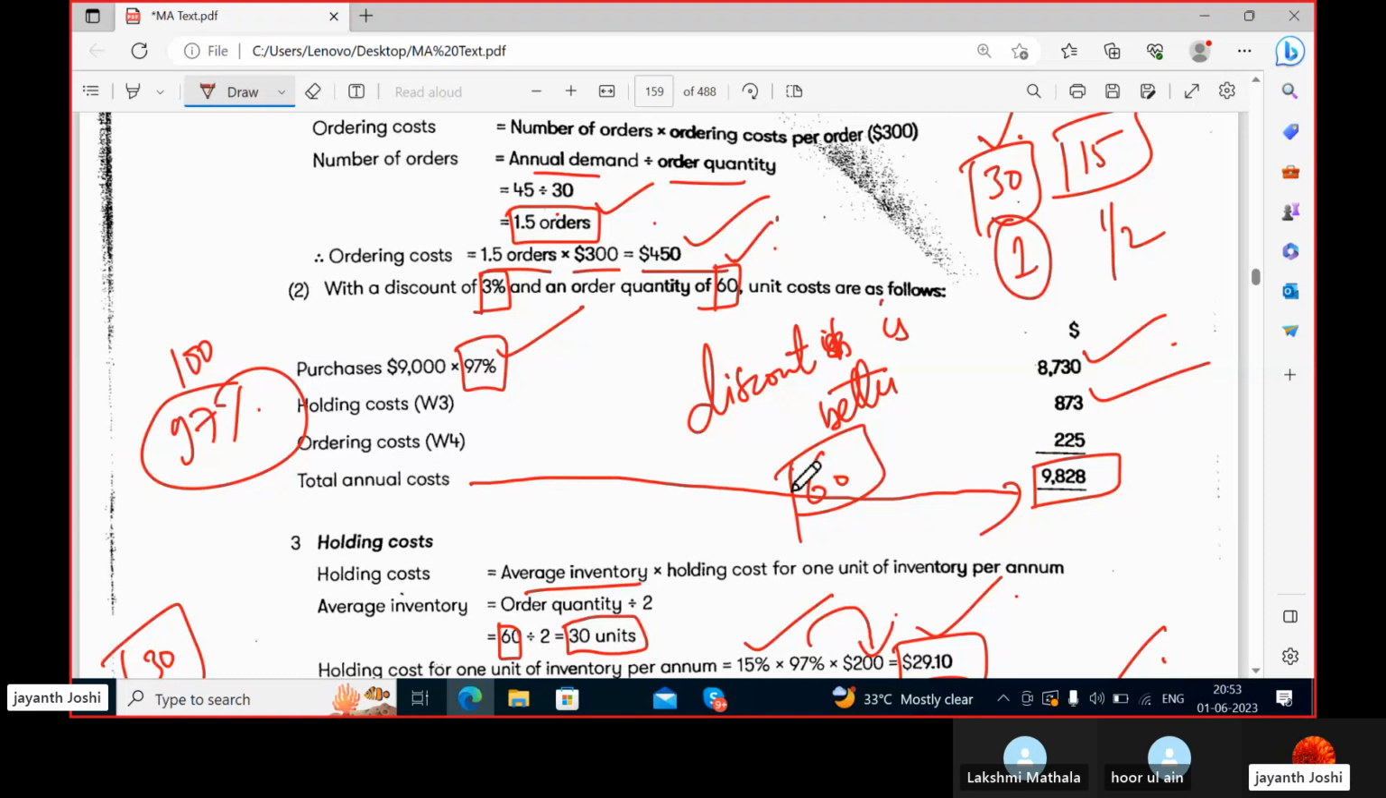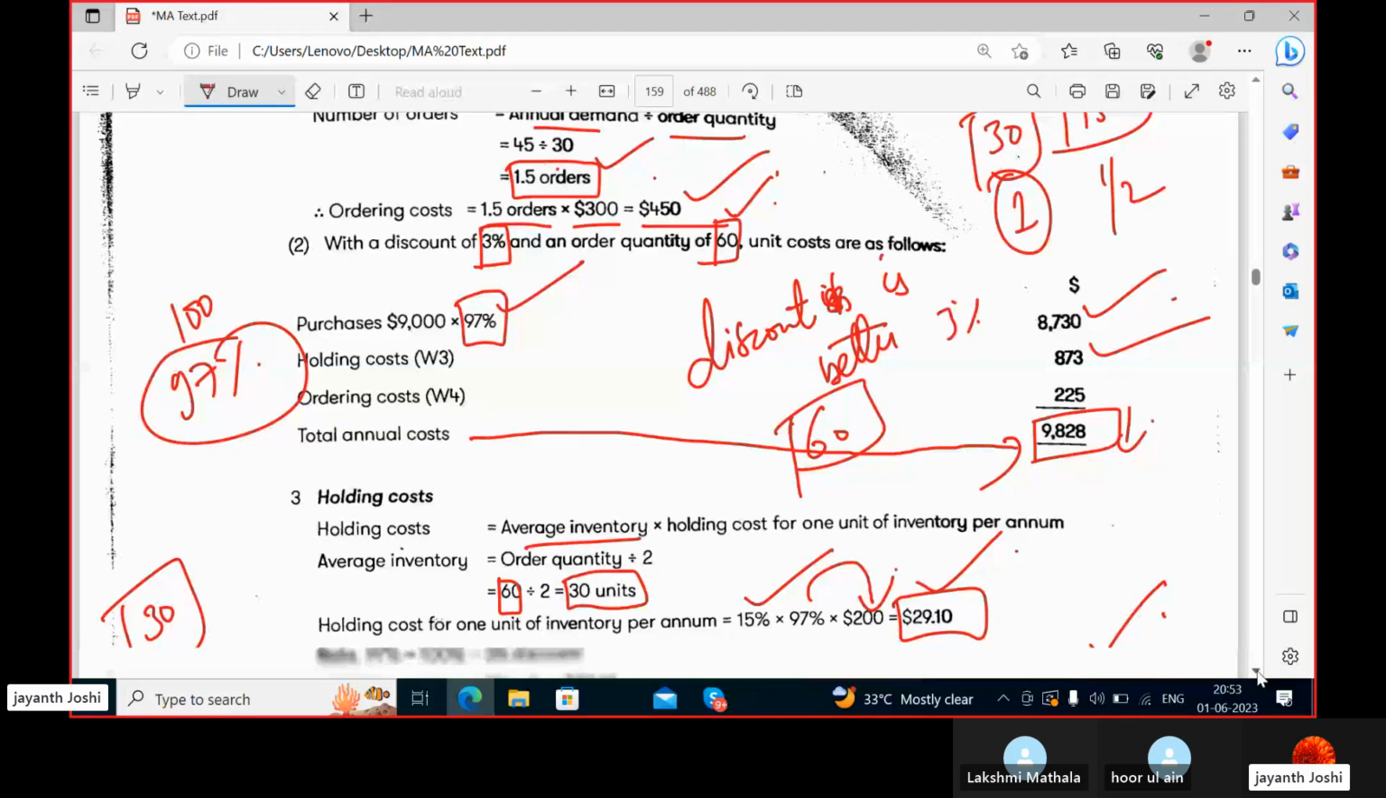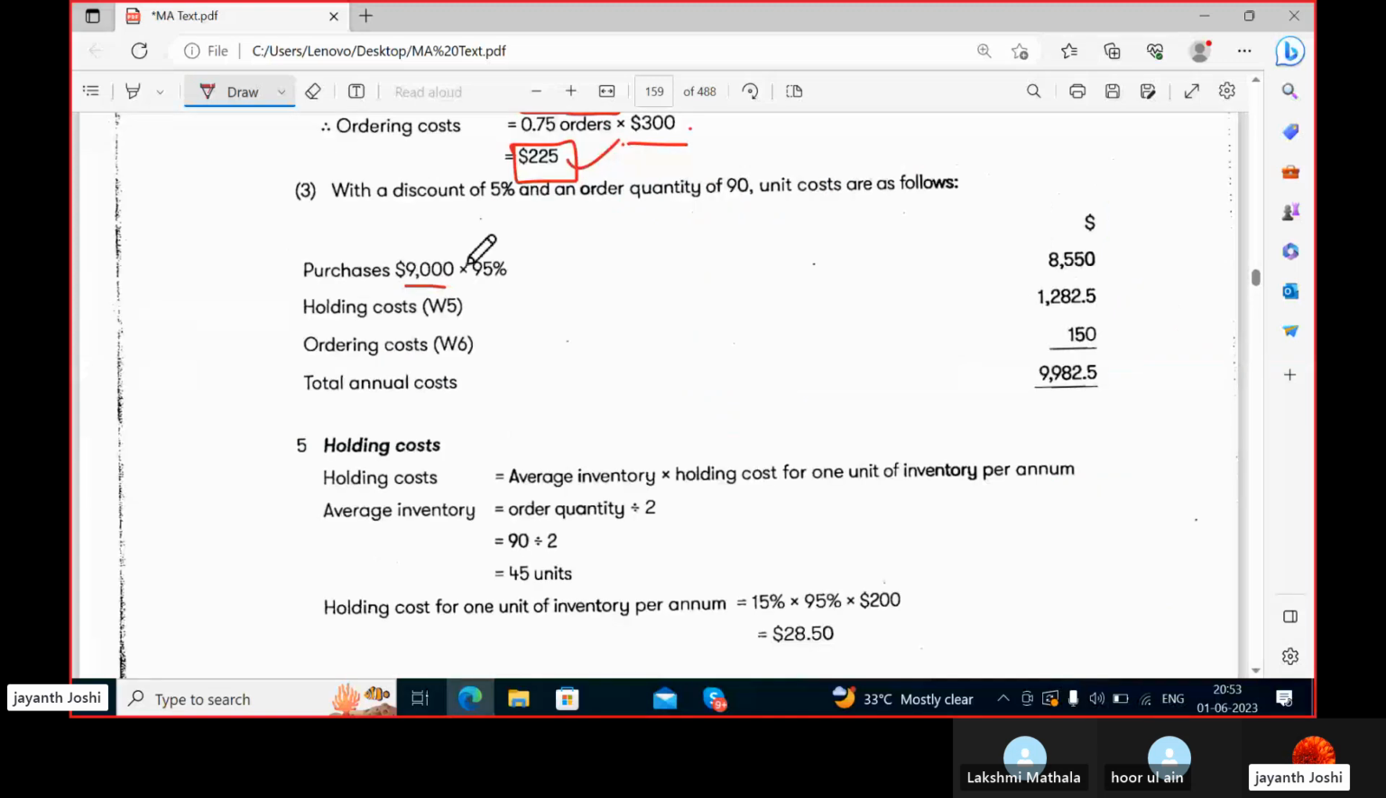So now the purchase price is this much for the annual demand you have, and 95%, because you are going to get 5% discount. So 8,550. Okay, flat discount on the purchases you make. And then holding cost: you want to maintain your inventory levels at 90, so the average number of units is 45. 15% is the holding cost you are going to incur on the purchase price. 95% of that you're going to take, because you are getting the discount.